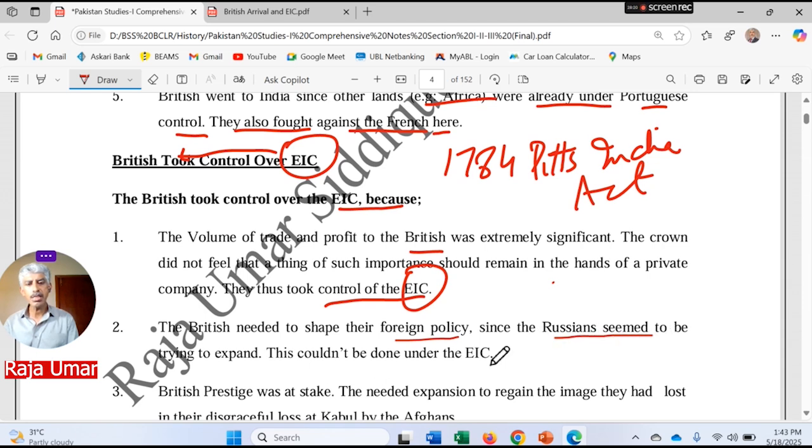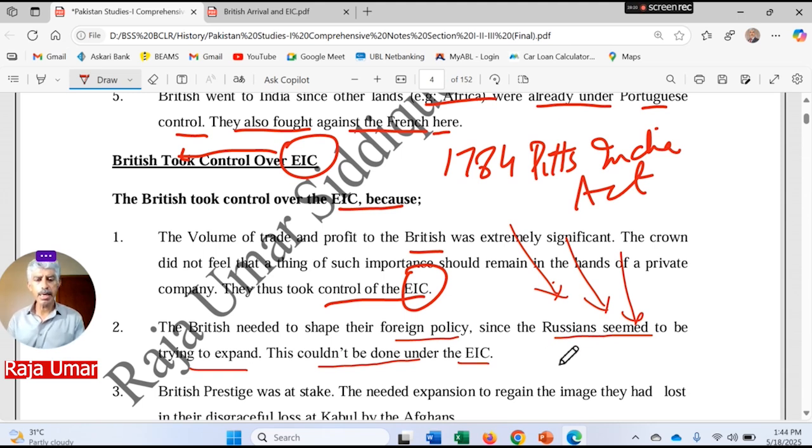Since the Russians seemed to be trying to expand, it could not be done under EIC. So as the British government perceived that the Russians might be expanding and moving down this way to take over the subcontinent, why not get there before their takeover, take over the charge of EIC and get better control over the subcontinent. So this was the reason.